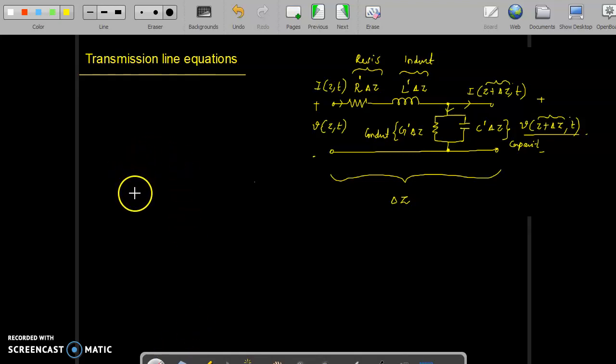Dear students, last class we discussed the various transmission line parameters such as the series resistance, series inductance, shunt capacitance, and shunt conductance. For a short transmission line of length delta Z, this is the transmission line system model, which is driven using an input voltage V, a function of Z and T. On the output side the voltage is V of Z plus delta Z and T. V is a function of these two parameters.